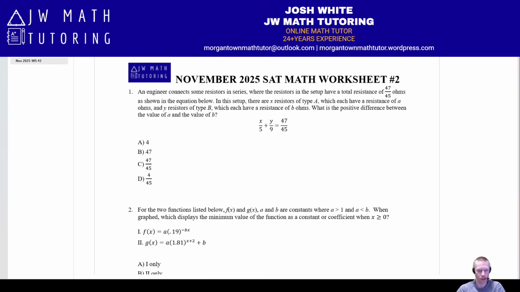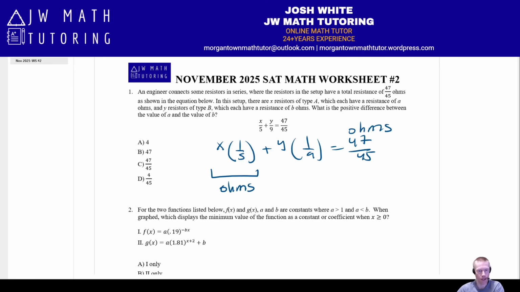Okay, so here's essentially what's going on in this problem. First, I'm going to separate the two terms that are being added on the left to write them like this: x times 1/5 and y times 1/9. On the right side, we just have a number, 47 over 45. We keep that. This over here on the right side is ohms. That's the unit that you use to measure resistance. So that means that this entire expression has to be a number of ohms. This right here has to be a number of ohms as well.